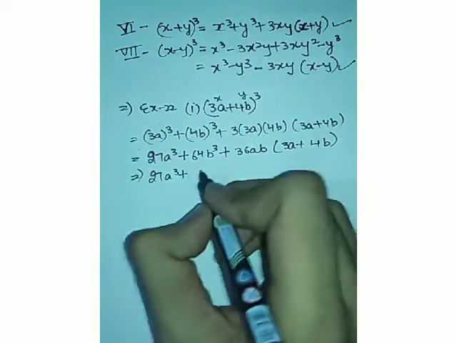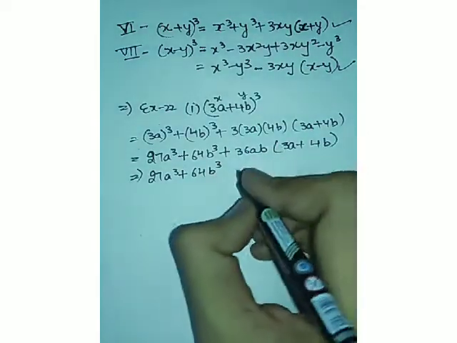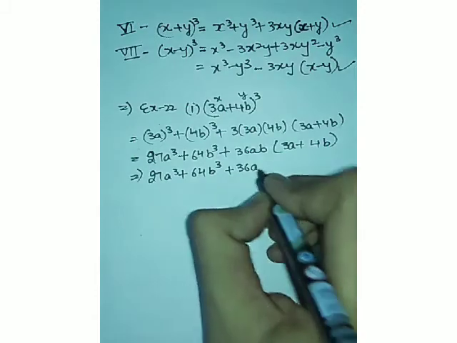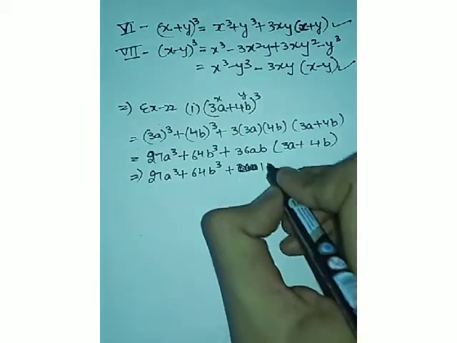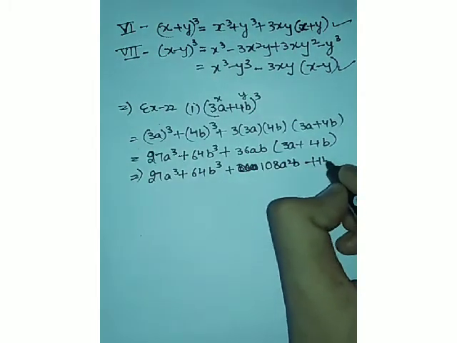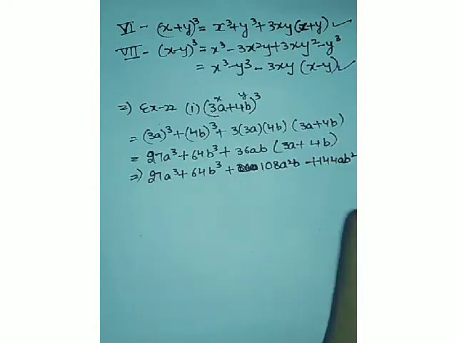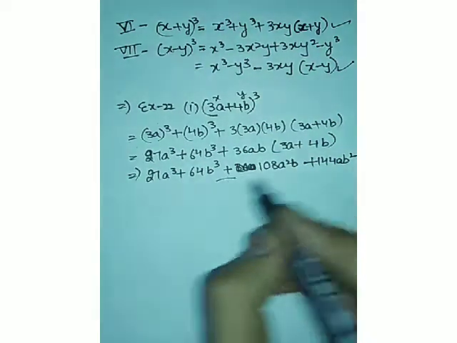27a cube plus 64b cube. Now you will get 36 times 3 is 108, write simply 108 here, 108a square b plus 144ab square, because 36 fours are 144, right? So we have expanded it very easily.